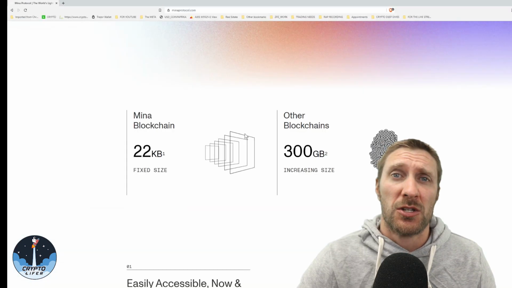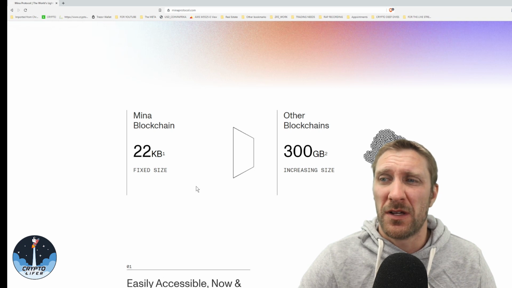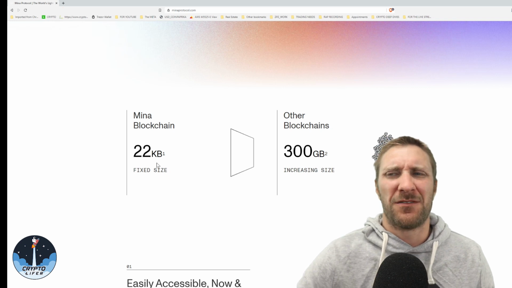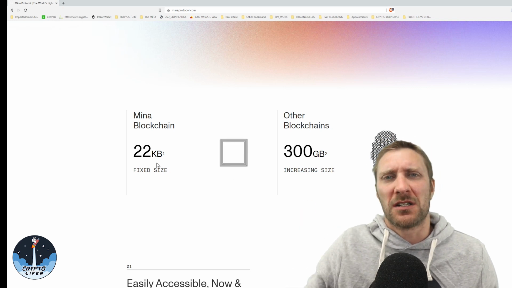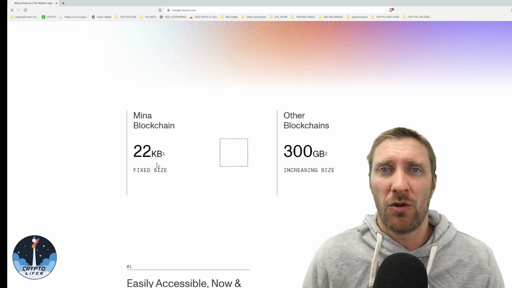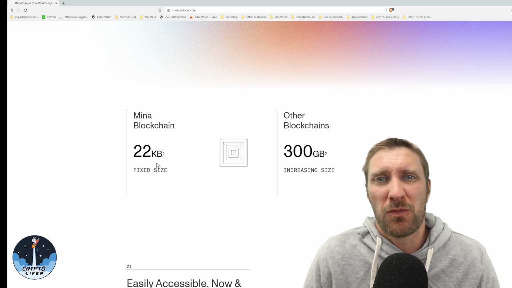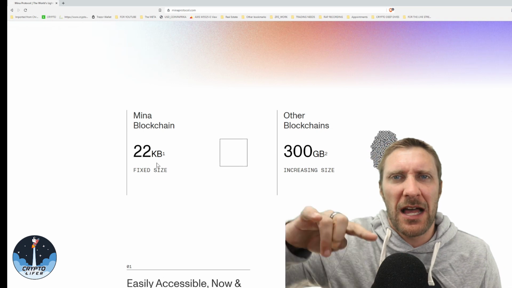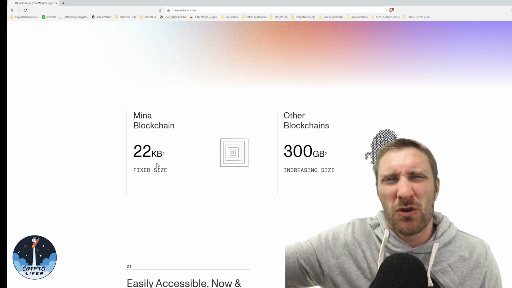Let's hope so. So as you can see here, Mina is 22 kilobits, fixed size. But the other blockchains, 300 gigabits. Now, how do they make a fixed size if they keep adding transactions to the blockchain? They took some of the technology from Algo Creator, a zero knowledge proof. That's right, zero knowledge proof. That way, you just keep taking snapshots of each other and you don't add more space.